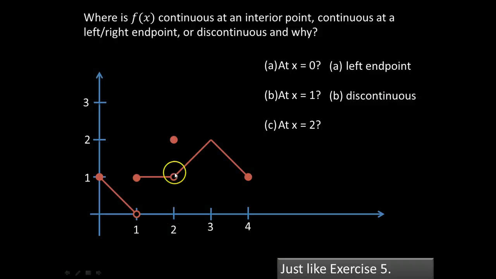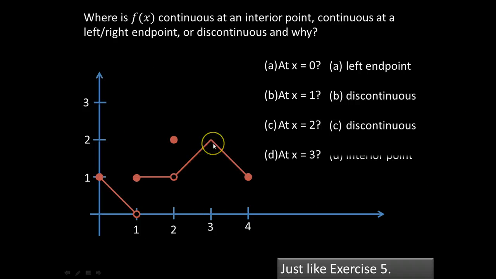However, f of 2 is equal to 2. So if the limit is not equal to the function value, it's discontinuous. At x equals 3, the limit as we approach 3 from the left side and from the right side exists, and also f of 3 is the same as that limit, so it's continuous at an interior point.